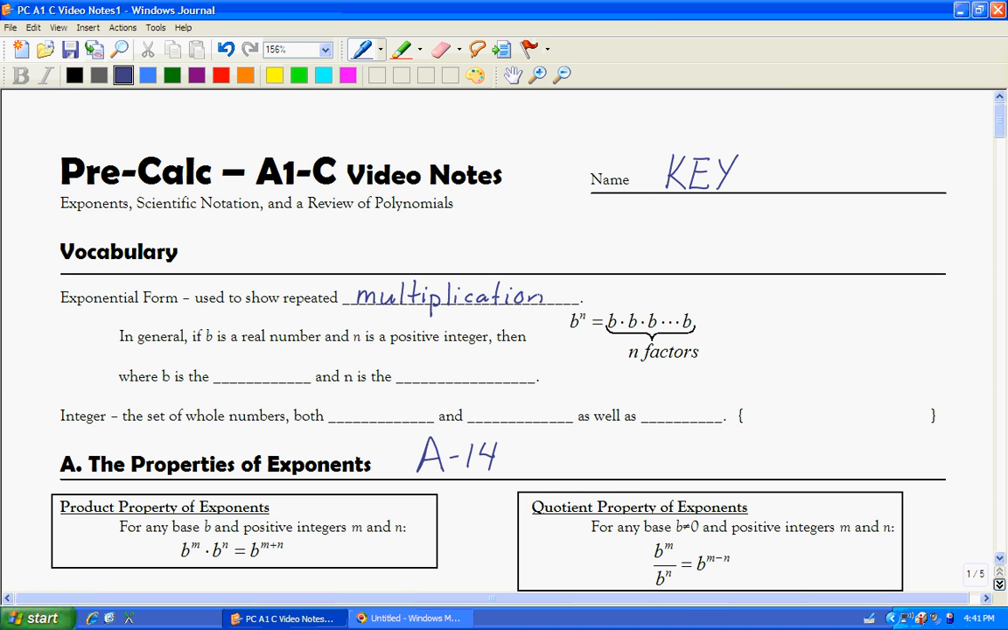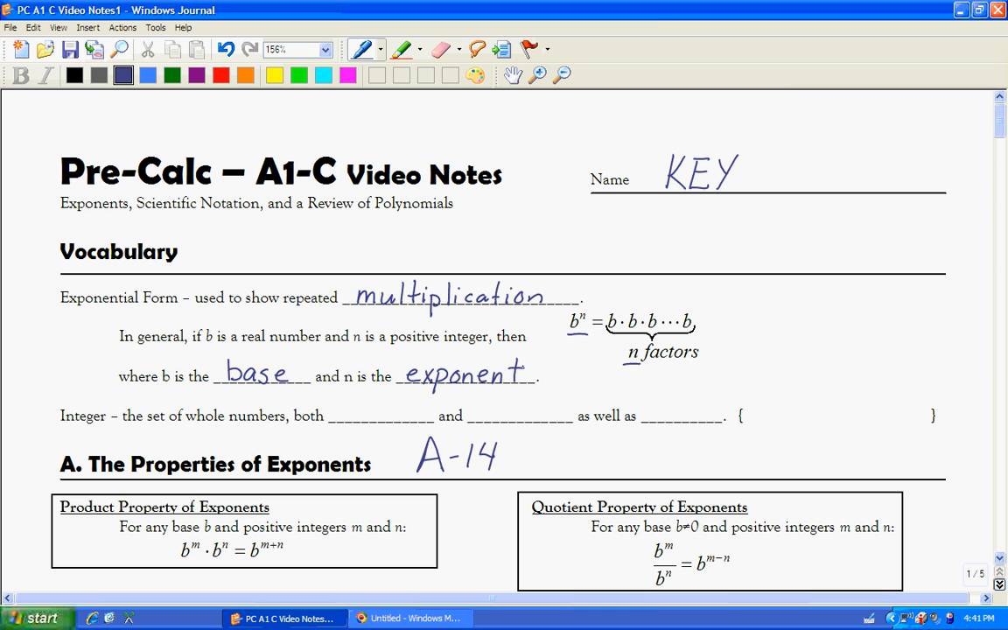And in general, if b is a real number and n is a positive integer, this is our exponential notation, b to the nth power. So that means b times b times b times b however many times, and we call that n factors. And b is the base of the exponential form, and n is the exponent, which tells us how many times we are multiplying b by itself.